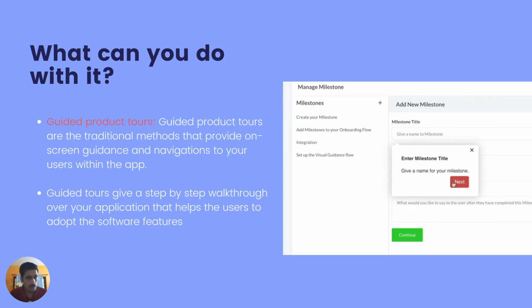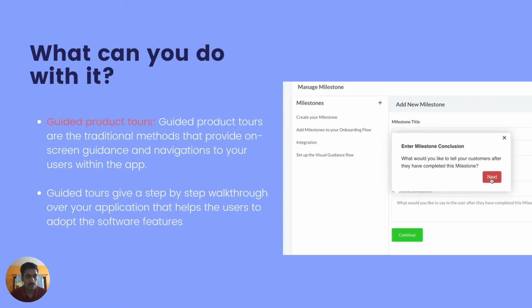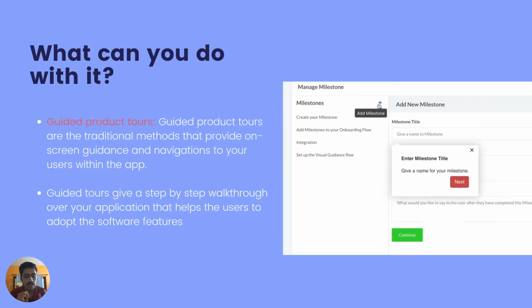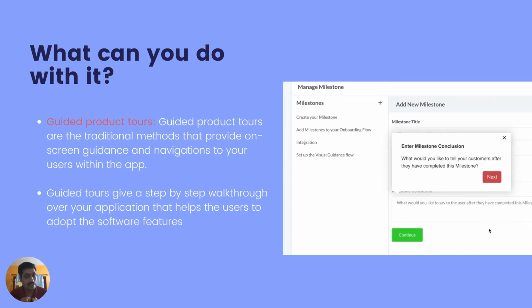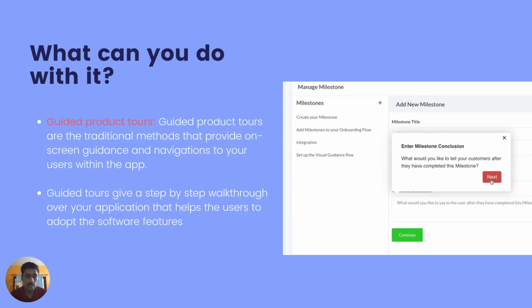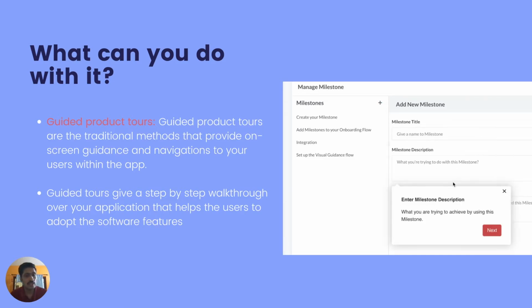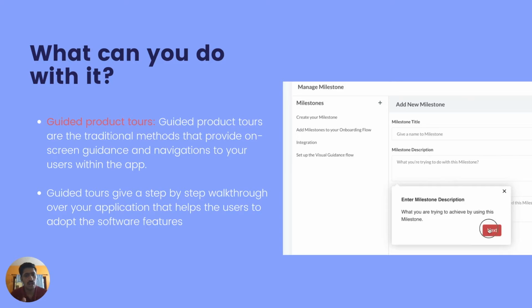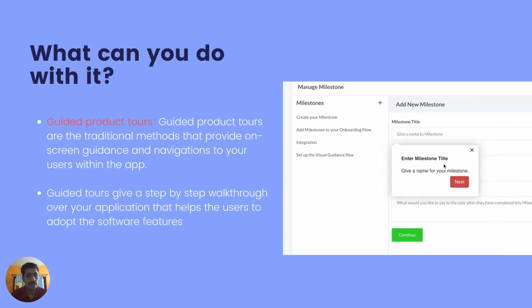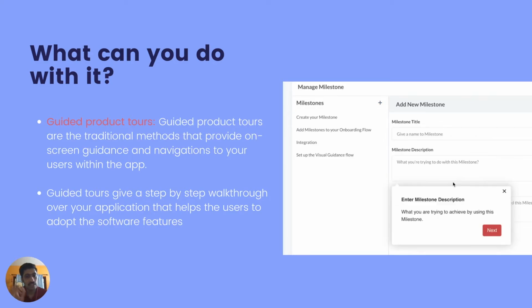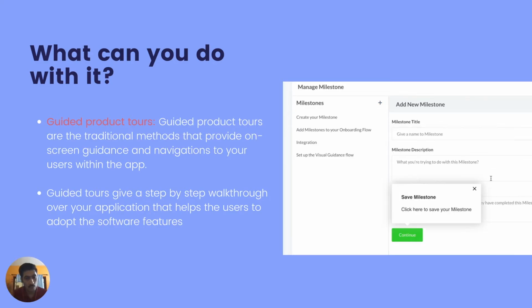Next is very important: what can you do with Dashfrugal? There are 4 or 5 features that you can use to manage your user onboarding activities within Dashfrugal. The first one is a guided product tour. It's not like a traditional guided product tool. Guided product tools are the traditional methods that provide screen assistance, as a layer over your application, navigating users from one button to another.